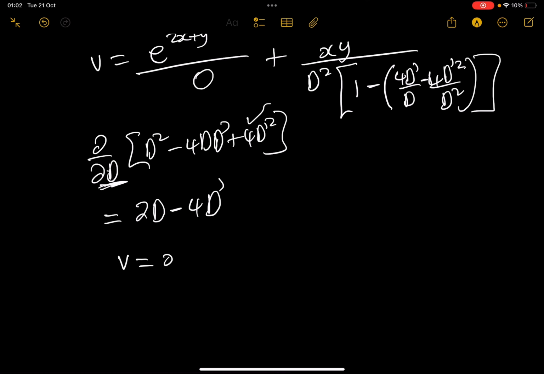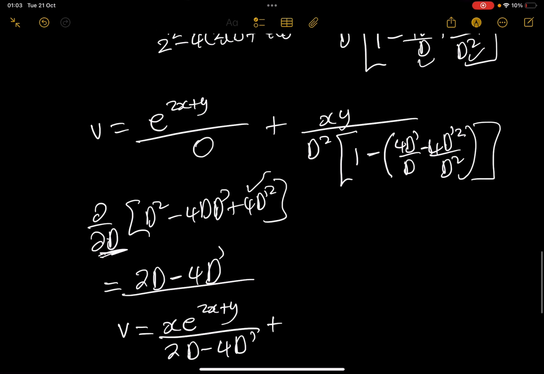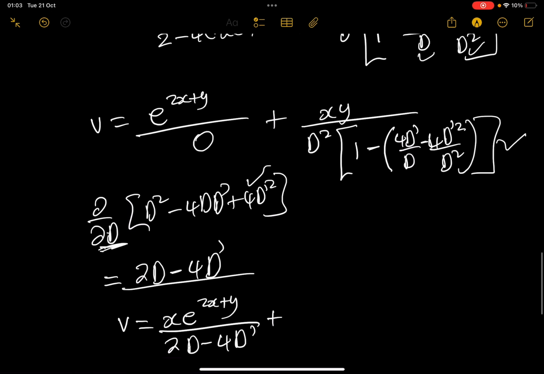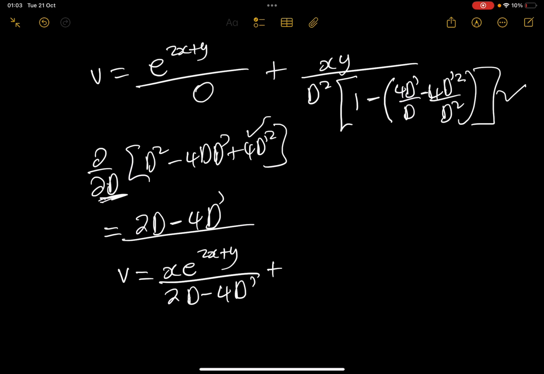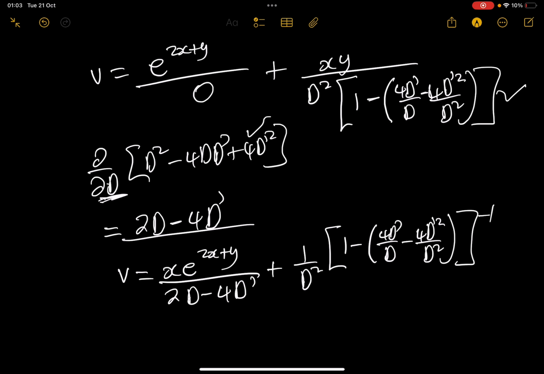So v is going to be x e to x plus y over the new derivative, which is 4 prime plus. Here, allow me to take this to the numerator so that I can have that expression raised to the power -1. So here I'm going to have 1 over d squared, 1 minus 4d prime over d minus 4d prime squared over d squared, and then this is all raised to the power -1, and we have xy.